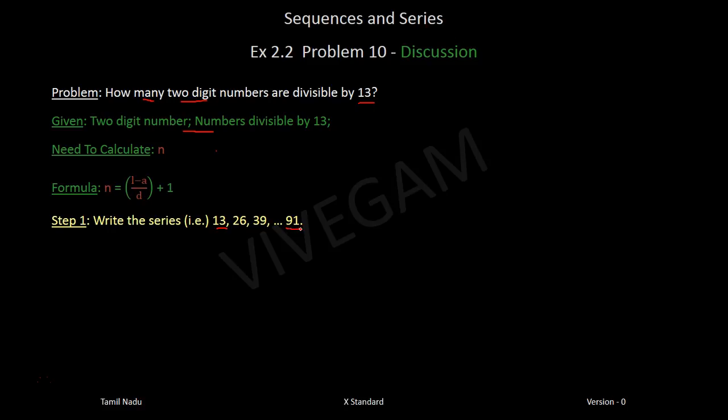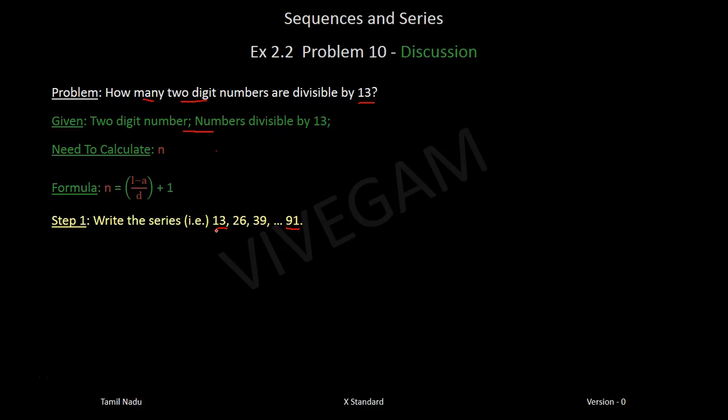So only up to 91 we can include. So this is the AP series. Okay, let me repeat, this is very important. They say it's a two-digit number, so the numbers can be starting from 10 to 99. 10 is the first two-digit number. The last two-digit number is 99.